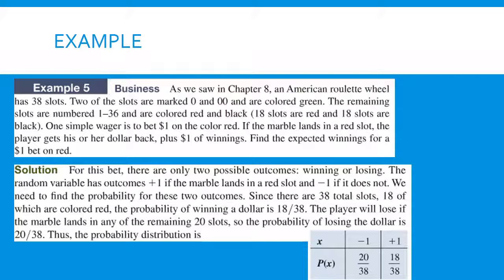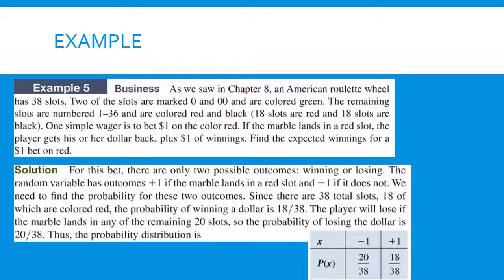So we want to find the probability for the 2 outcomes. There are 38 total slots, 18 are red. The probability of winning $1 is 18 out of 38. You'll lose if you hit anything else, and there are 20 that are not red. So 20 out of 38, you're going to lose.